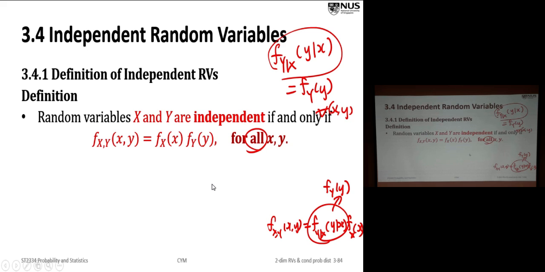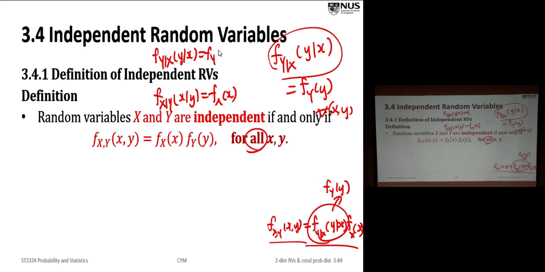So you compare with this one. This statement is in fact the same as saying that f of x given y is equal to f of x, or f of y given x is equal to f of y. What does it mean? It means that the conditional distribution of x given y is the same as the marginal distribution of x, which means that we don't care about how y behaves. So the conditional distribution is the same as the marginal, which means that x and y are independent.